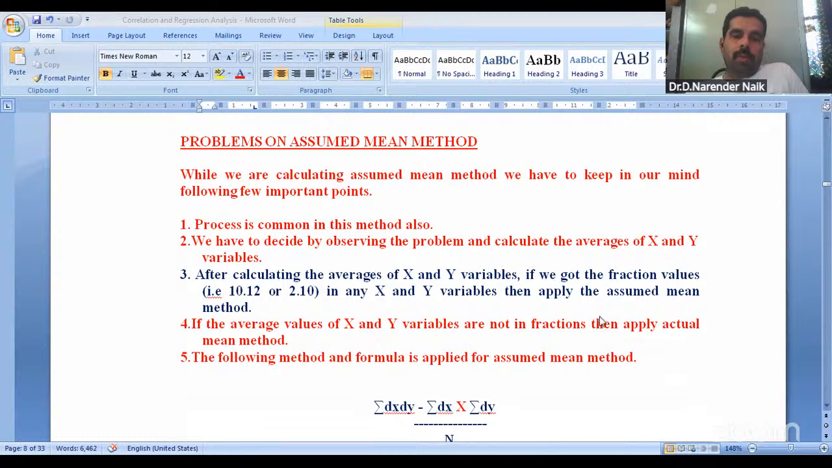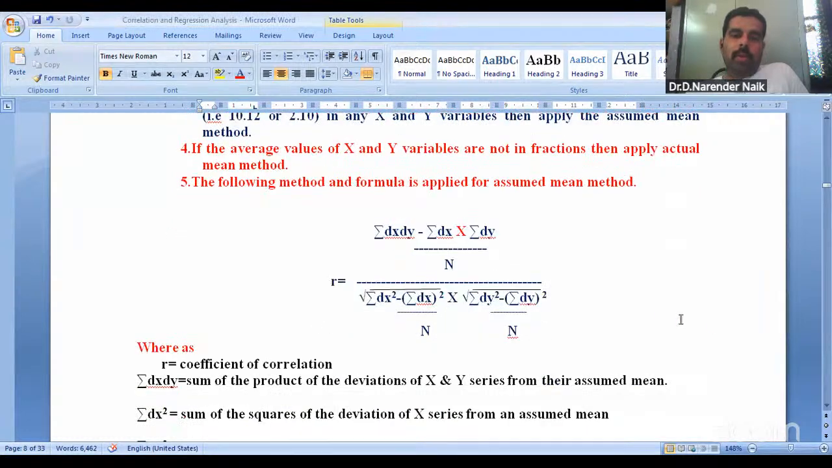Okay, the following method and formula is applied for the assumed mean method. So what is the formula? We will see the formula. The formula is: r equals sigma dx dy minus sigma dx into sigma dy divided by n, divided by under root sigma dx square minus sigma dx whole square by n, into under root sigma dy square minus sigma dy whole square by n.